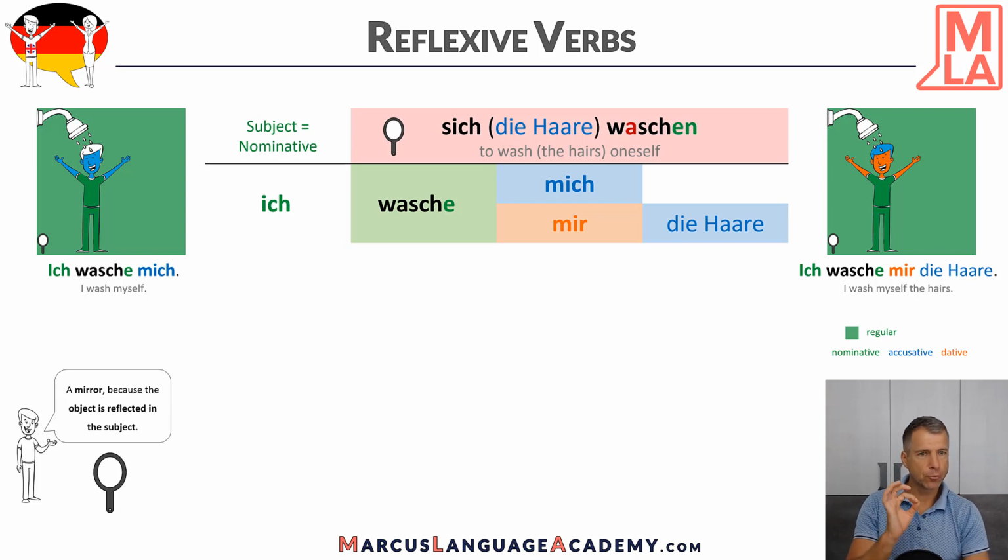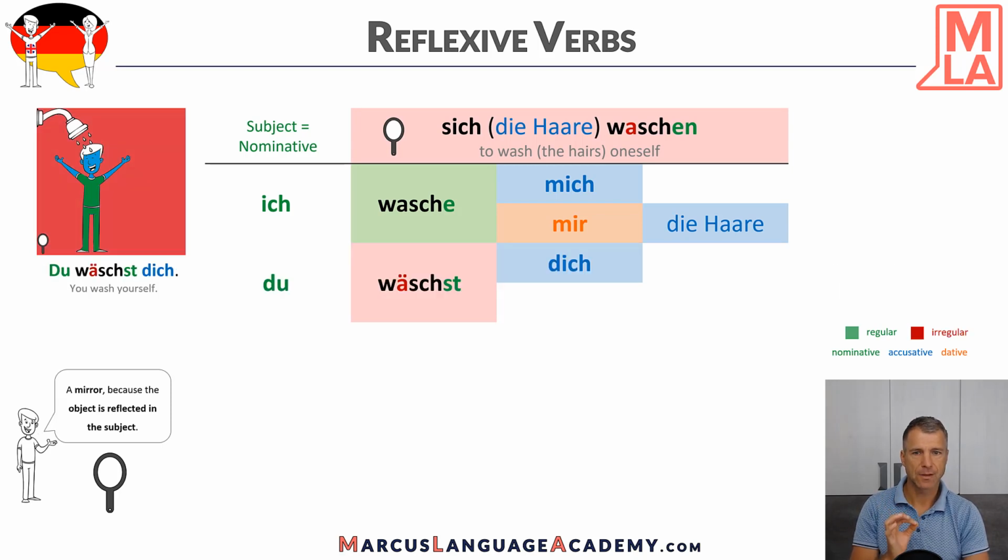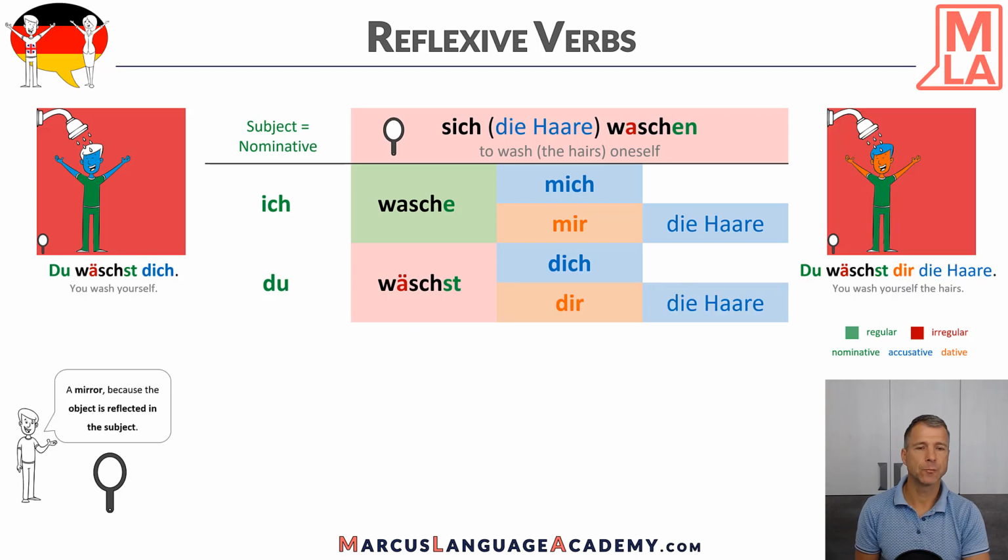Let's see how it works in second person. Du wäschst dich. A little bit careful because waschen is irregular, therefore in second person it is du wäschst. Du wäschst dich. You wash yourself. And when we add die Haare, it would be du wäschst dir die Haare. So there's also a change here. Dir die Haare. So first person, second person, a little bit tricky.